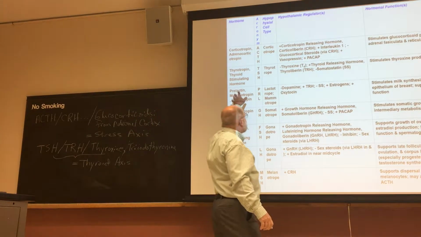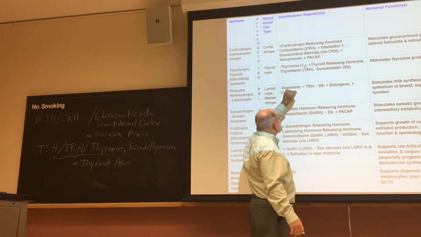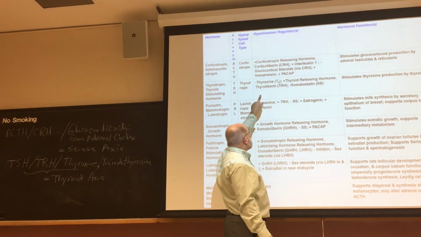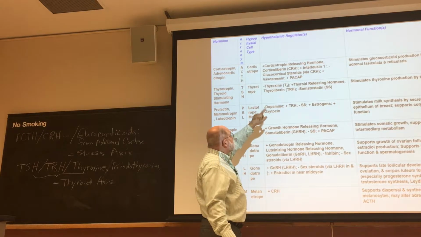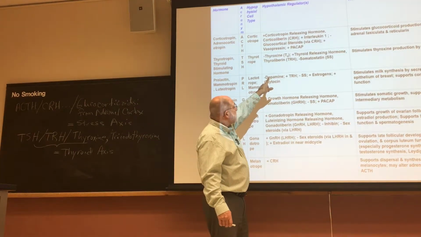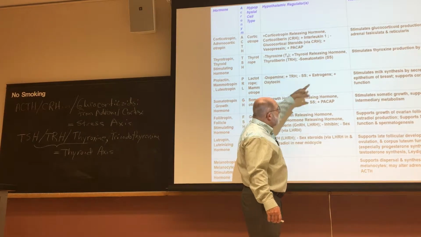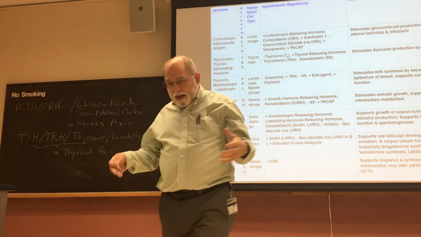So you've got the thyroid axis here, and notice here in the thyroid axis you have thyroxine from the thyroid acting directly on the thyrotrope to suppress thyroxine production. Thyroxine is a derivative of tyrosine, so it's an amino acid derivative.